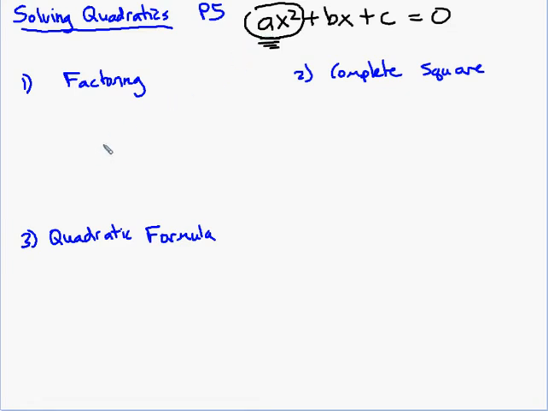Alright, so factoring, completing the square, and the quadratic formula are all algebraic methods to solve quadratics. So let's use the example 2x squared minus 3x equals 2. Okay, so this is a quadratic, I know, because the highest power of x is 2. See, 2 right there. If I'm going to factor that, I'm going to get everything to one side.